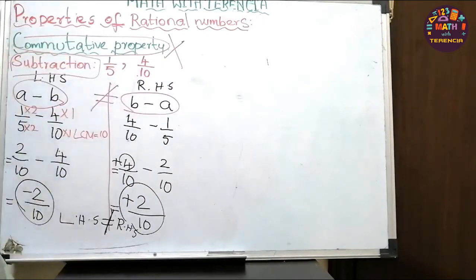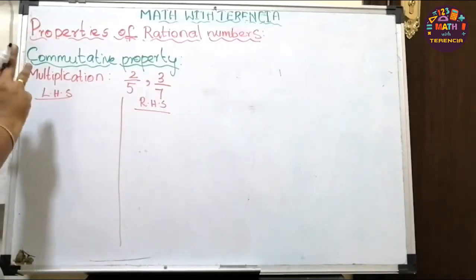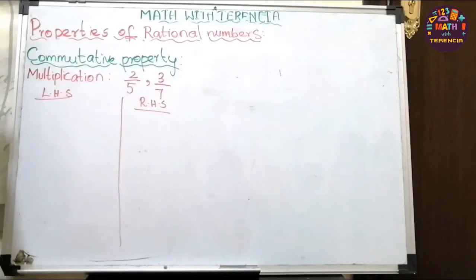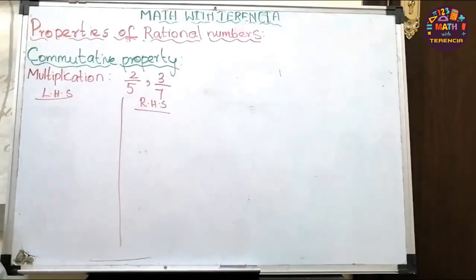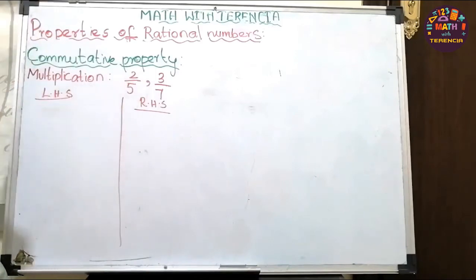Subtraction of rational numbers. Let's continue with multiplication. As we saw, addition of rational numbers is true with the commutative property, but the subtraction is not true. Now let's check whether the commutative property is true for multiplication of rational numbers. So we have seen commutative property of addition and subtraction, as we proved through examples that commutative property is true for addition and not true for subtraction.